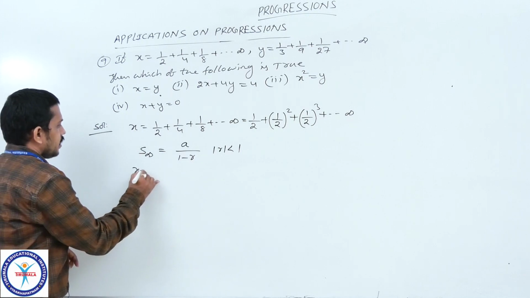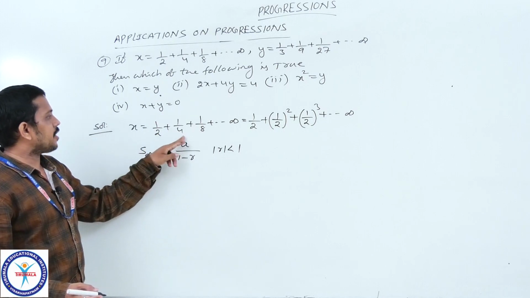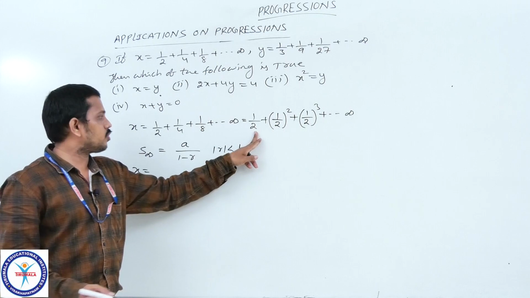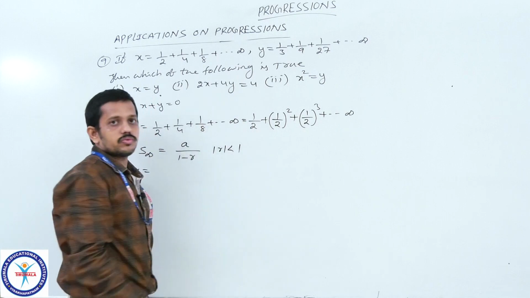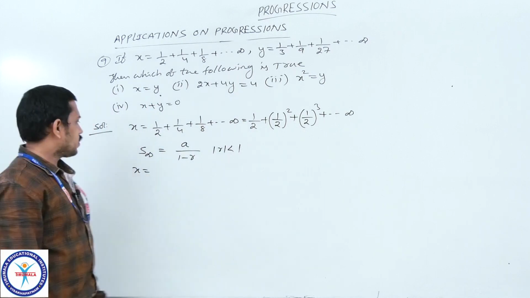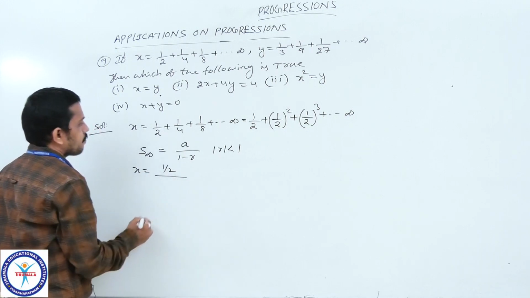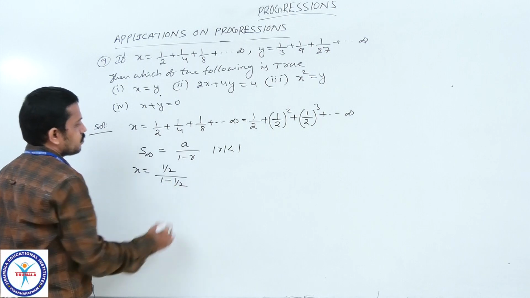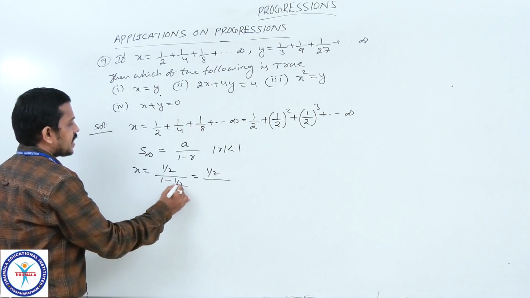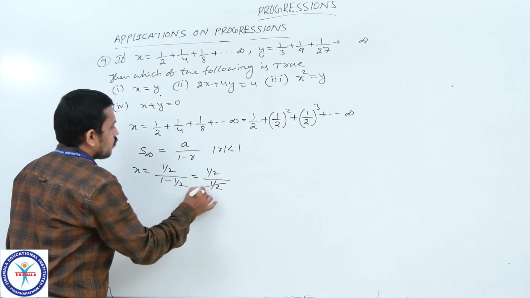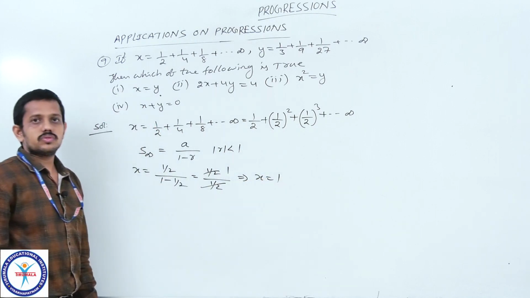Here x is equal to, what is the r here? r is the common ratio. Here the first term is 1 by 2 and the common ratio is (1 by 2) whole square by 1 by 2, which is equal to 1 by 2. So therefore, x is equal to a by 1 minus r, that is 1 by 2 by 1 minus 1 by 2. This is equal to 1 by 2 by, taking LCM, (2 minus 1) by 2, 1 by 2 and 1 by 2 cancel 1 time. So x is equal to 1.